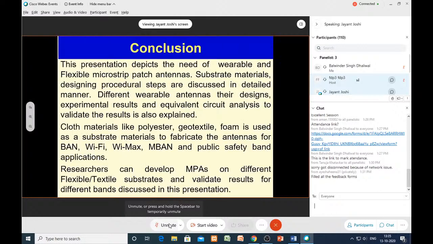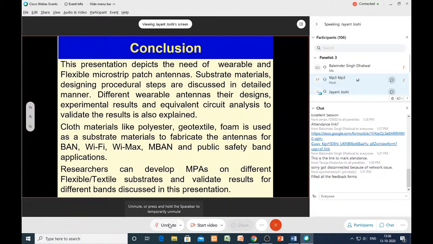Okay, so this is now the conclusion part. In this presentation, I tried to present different flexible and wearable antennas using different substrate materials. What substrates we used, and what antennas we have actually fabricated, I presented here. Our results are validated by equivalent circuit analysis, which is also presented in this work. I have covered the different substrate materials and their antennas used for band, M-band, Wi-Fi, WiMAX, and public safety band applications. I tried to touch upon each and every aspect of these antennas. If not, then we will have the discussion in the question and answer.